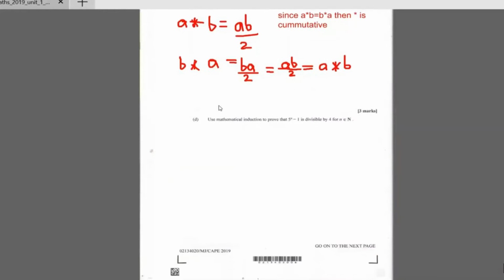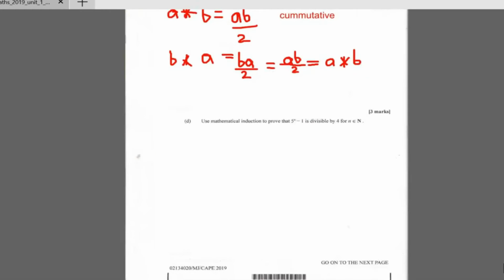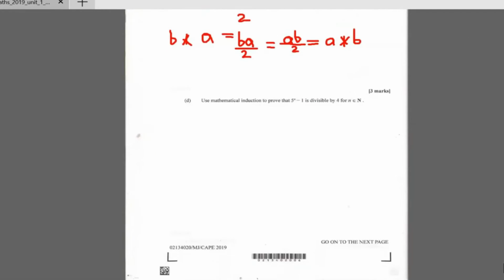All right, now the second part says use mathematical induction to prove that 5 to the n minus 1 is divisible by 4. So again, you start from case 1, where n is equal to 1. When n is equal to 1, you're going to have 5 to the 1 minus 1, which is equal to 4, and 4 is equal to 4 times 1. And so n equal 1 is true. Yes, it's divisible by 4 for 1.